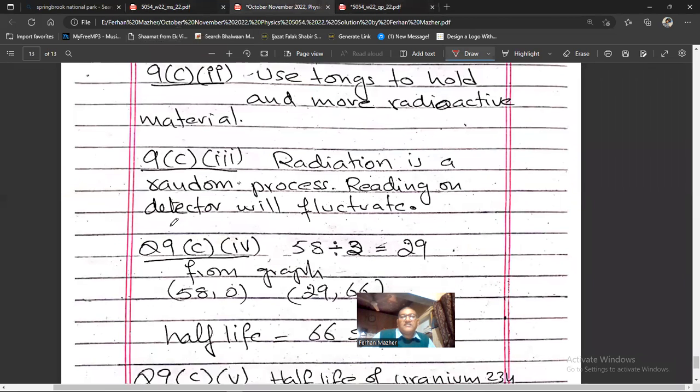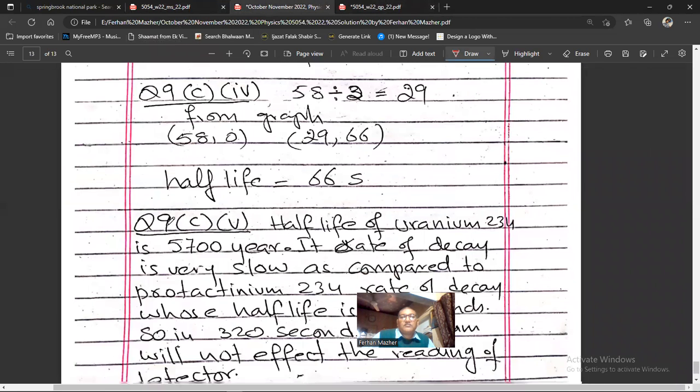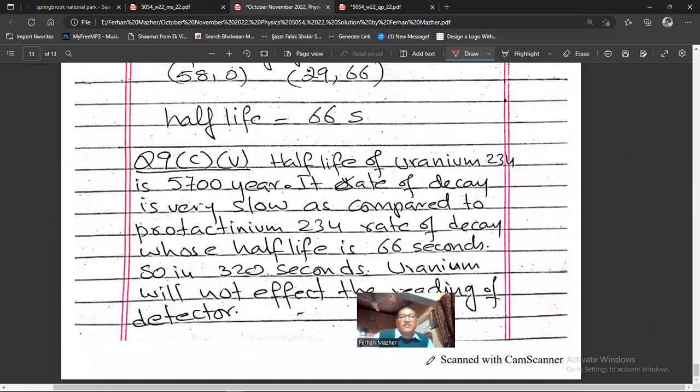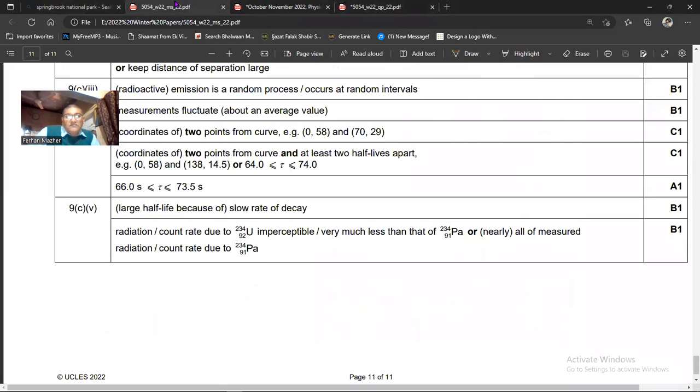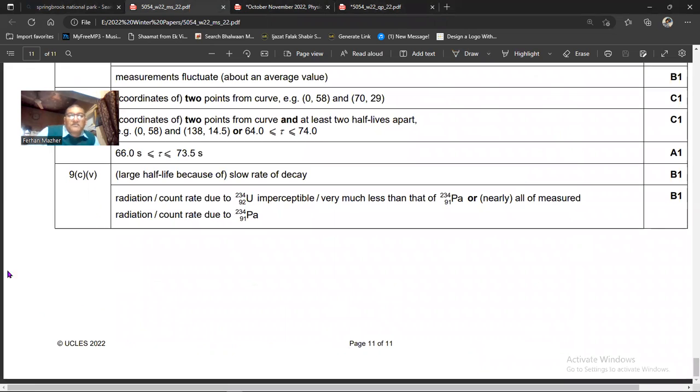So my answer is: yes. Half-life of uranium-234 is 5,700 years. Its rate of decay is very slow as compared to the protactinium-234 rate of decay, whose half-life is only 66 seconds. So in 320 seconds, uranium will not affect the reading of the detector. Okay, so the answer is already here. This is the answer.